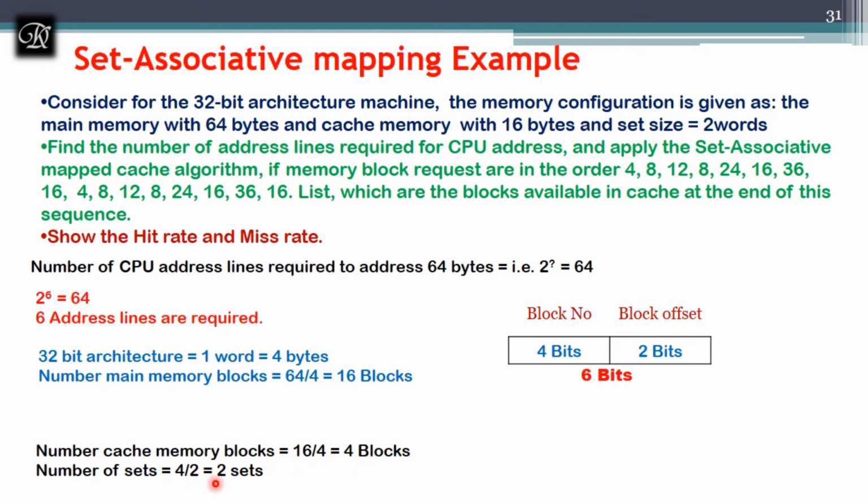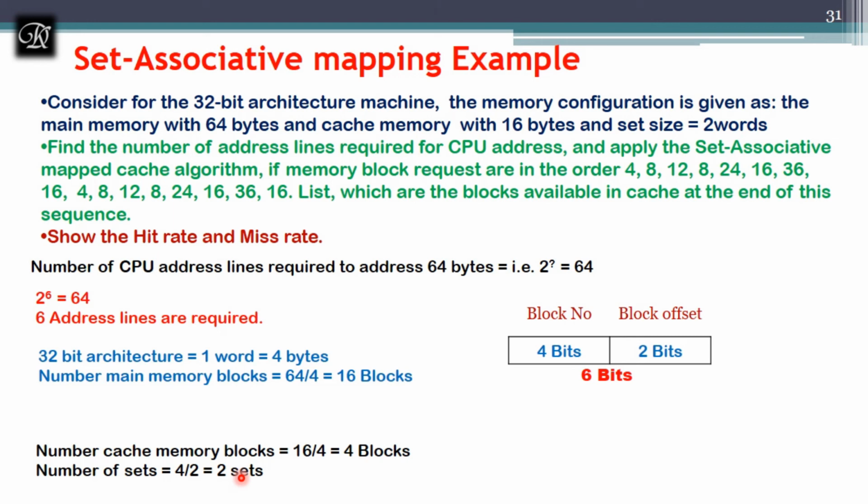It means 4 by 2. The 2 is given by the question, and the 4 I got from this calculation, 16 by 4. So I have got 2 sets. It means in this discussion I am having 2 sets. In the previous discussion I said it is 64, but in this example, with this architecture, I am having 2 sets.